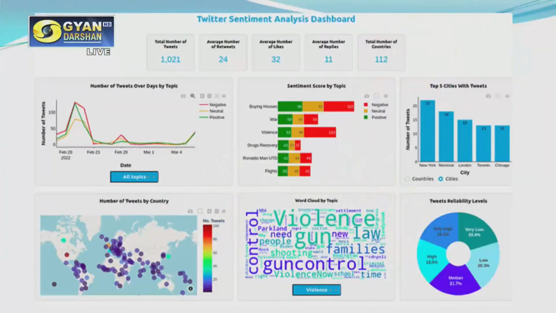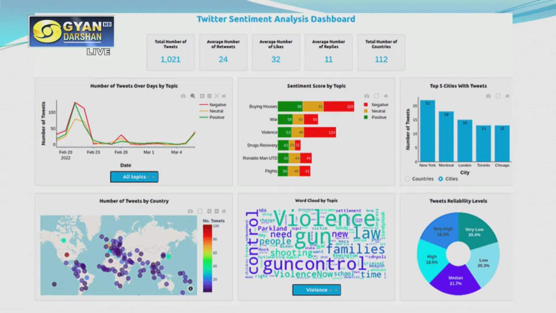You can see the first graph, which is pointed out over there, shows the number of tweets over days on the same topic. Then there is the sentiment score by topic: how many negative, positive, or neutral tweets have been posted on Twitter over the days on the same topic. That is the second graph. And then the third graph shows the top 5 cities with tweets.